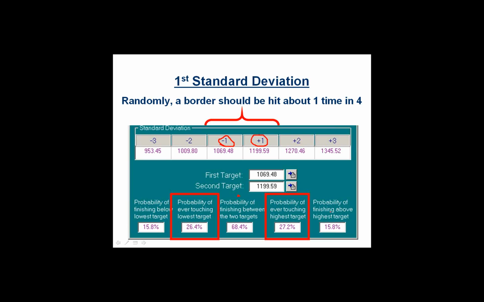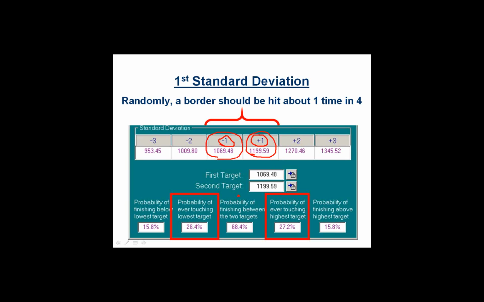So one time in 4, price is going to go up and touch the standard deviation border on the upside, 1 in 4 it'll hit the downside border, and about 2 times in 4, it won't hit either of the borders. It'll just stay in the middle there.